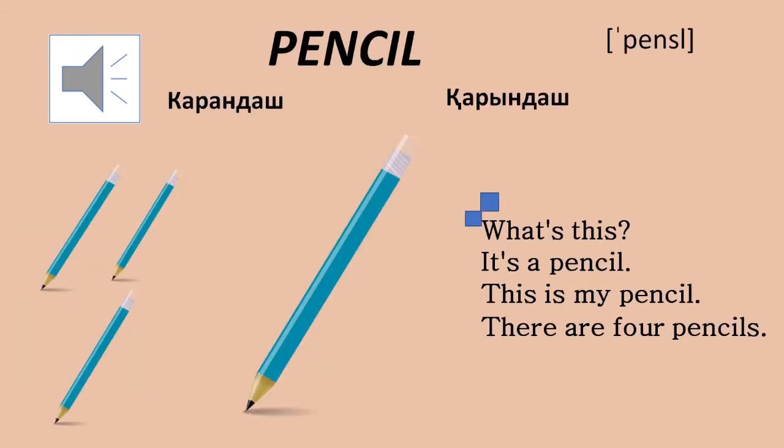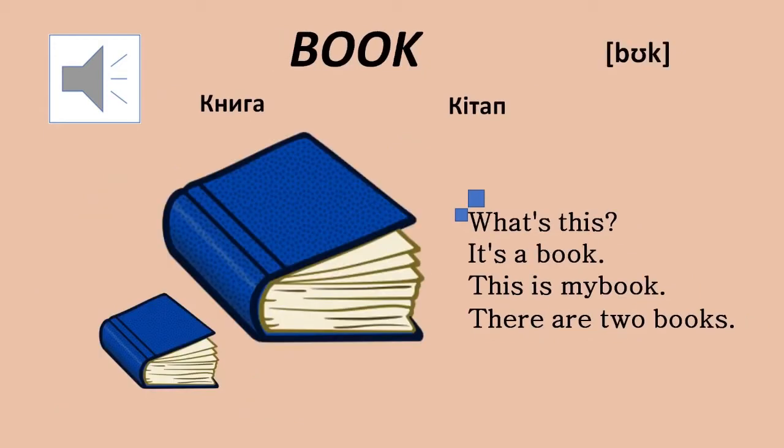The next word is pencil. Pencil. Карандаш. For example, what's this? It's a pencil. Бұл не? Бұл карандаш. This is my pencil. Бұл менің карандашым. There are four pencils. Суретте неше қарындаш бар? There are four pencils. Суретте төрт қарындаш бар.